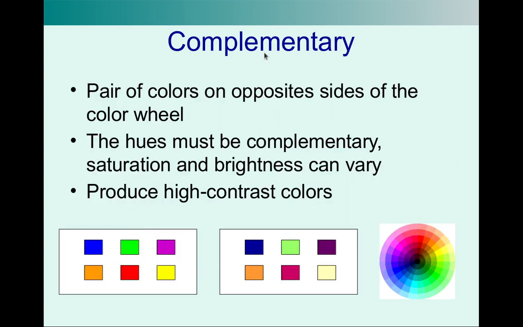Next is complementary. Here, a pair of colors on opposite sides of the color wheel are used. If you see this color wheel, this color is exactly opposite to this color. So these particular combinations, which are exact opposites on the color wheel, are used. Here the hues must be complementary, that means they are exactly opposite on the color wheel, and saturation and brightness can vary. They'll produce high contrast colors.